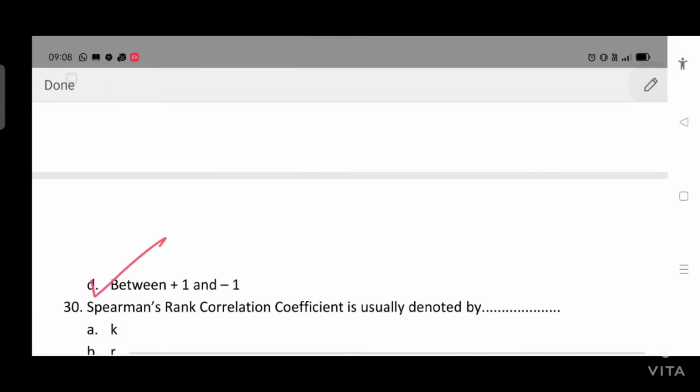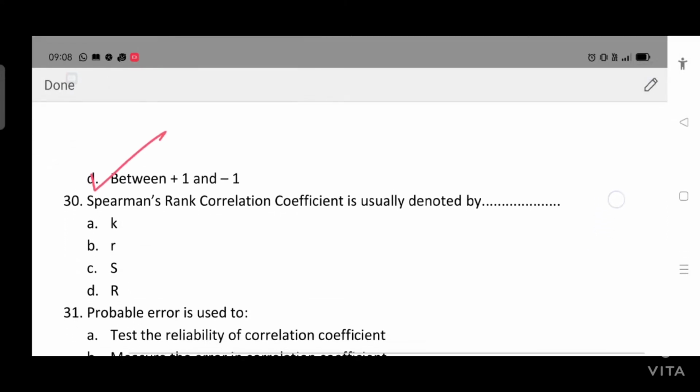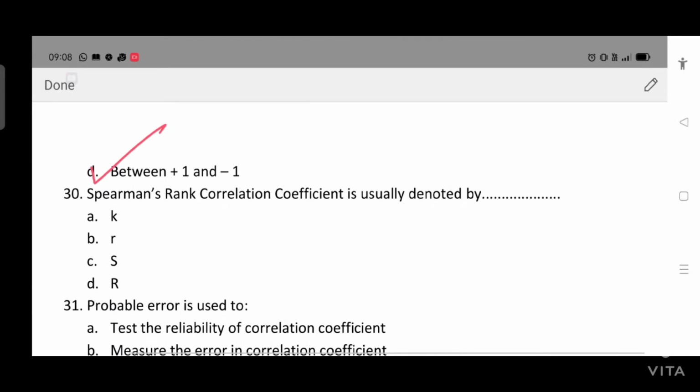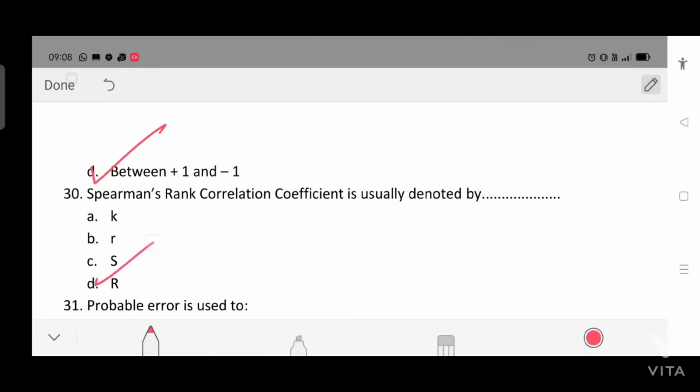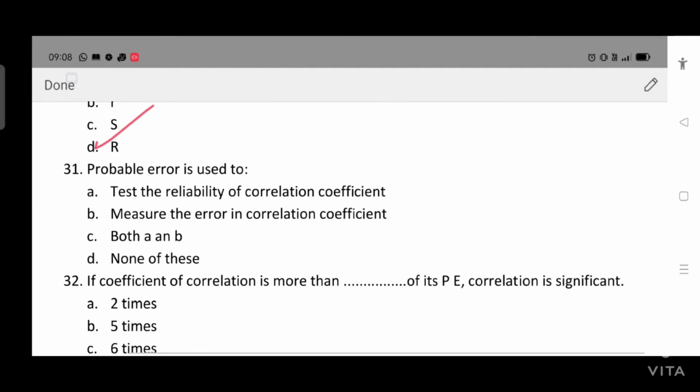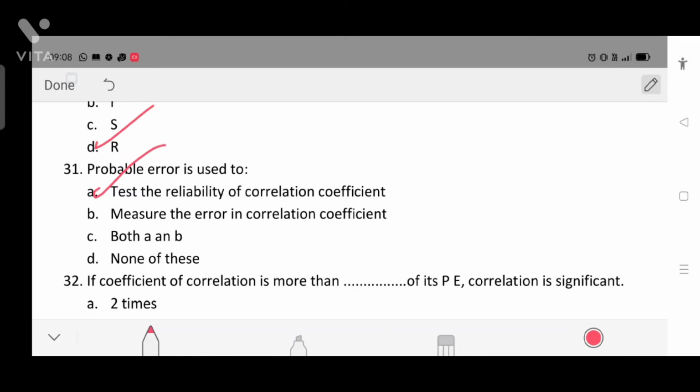The Spearman's rank correlation coefficient is usually denoted by A, B, C, D. Capital R. The probable error is used to A, B, C, D. A. Test the reliability of correlation coefficient.